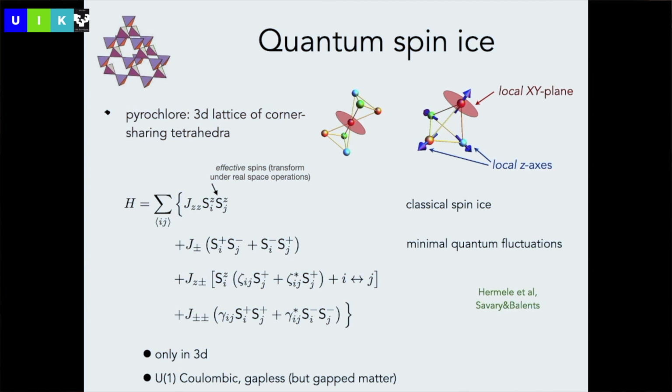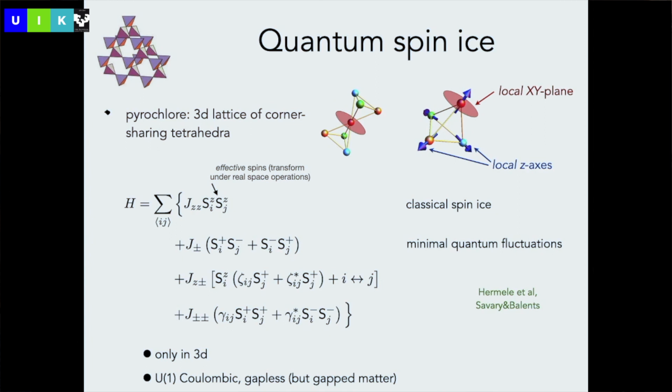So what's the pyrochlore lattice? It's a lattice of corner-sharing tetrahedra, so it's three-dimensional. And because it's corner-sharing, you have units which are tetrahedra here, and they'll become important, which share only one site with the neighboring unit.